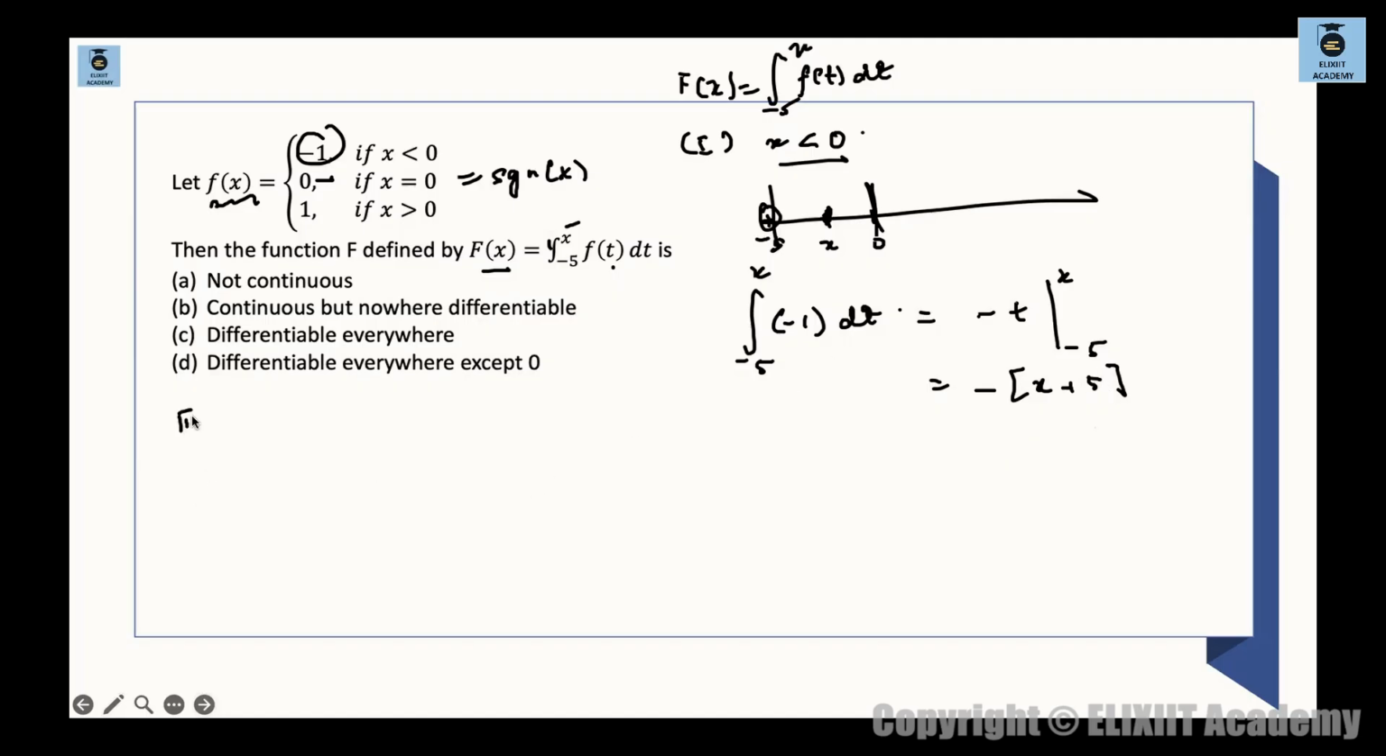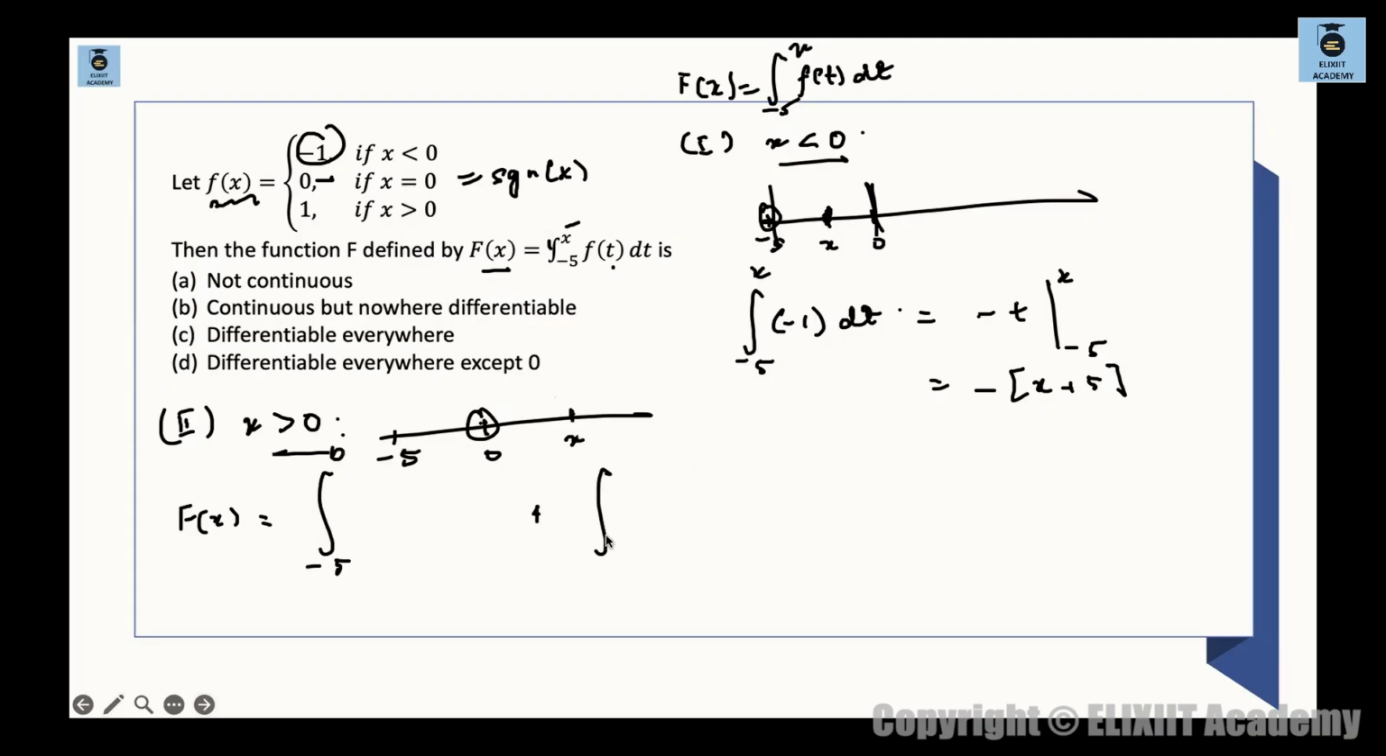Now, when x is greater than 0, in that case, if you see on the number line once again, this is 0 and this is minus 5. So when x is greater than 0, x is somewhere over here, and you're integrating from minus 5 to x. So in between, we are having 0 as well. So what we need to do, we need to define this properly as F(x) integration from minus 5 to 0 and then from 0 to x. Because the upper limit is x and the lower limit is minus 5, we are defining from minus 5 to 0 and then 0 to x.